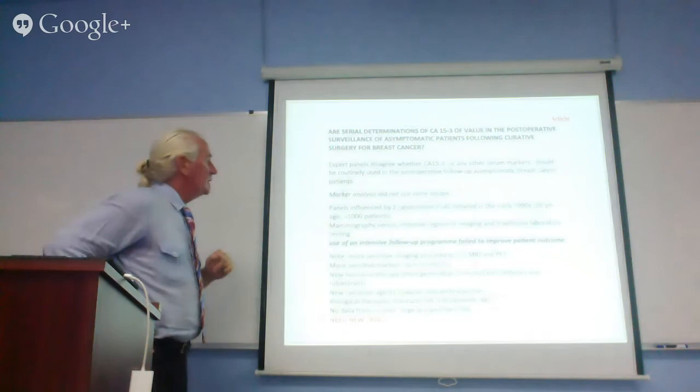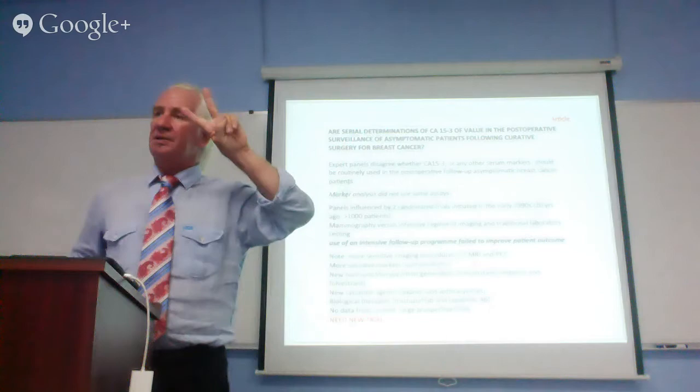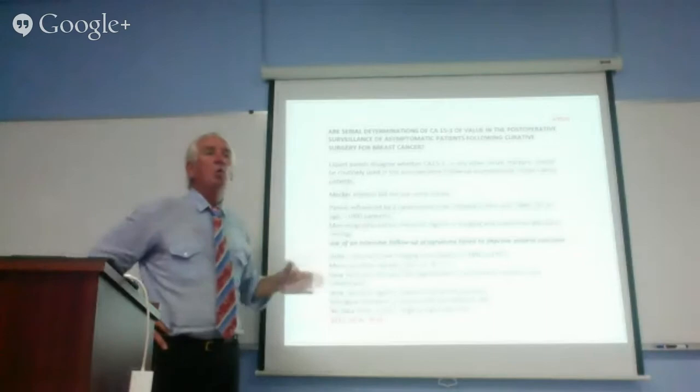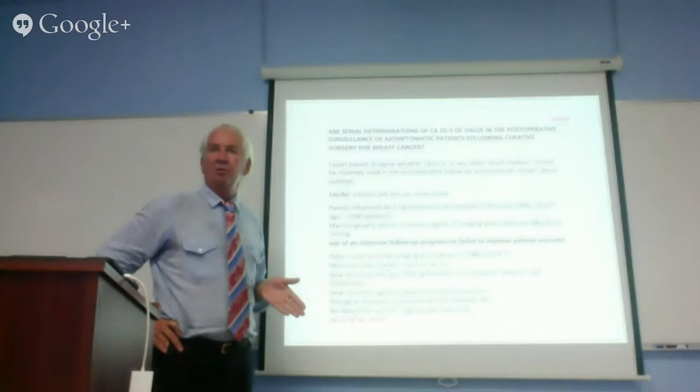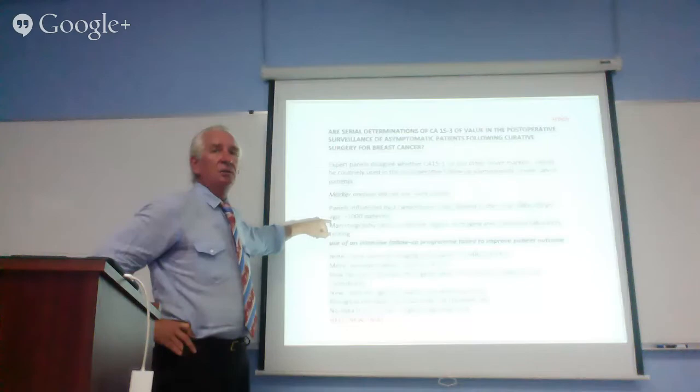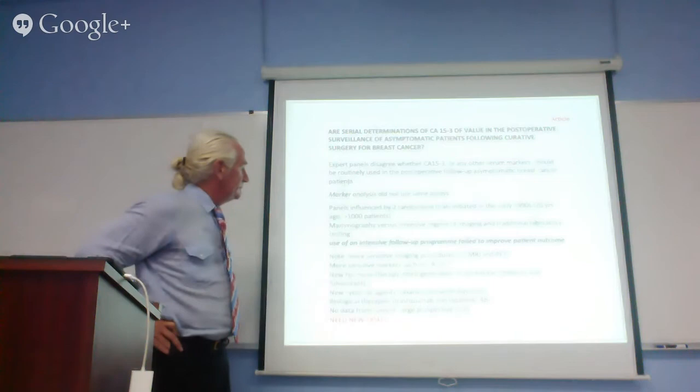And the panels are influenced by two randomized trials, and here's the biggest problem. The trials were in the early 1990s, 20 years ago, using techniques that are nowhere near as sophisticated as the techniques that are available today. These trials said that any marker was useless to predict recurrence or patient outcome. So these were huge trials, and one of the big conclusions from this manuscript is that those big trials need to be revisited to answer the questions within them. So now we have more sensitive imaging techniques, we have different hormone therapies, we have biological therapies.